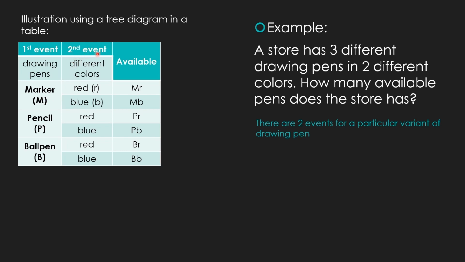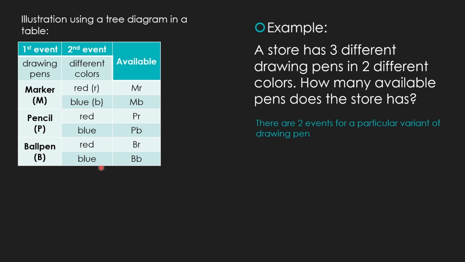Now, the second event will be the different kinds of colors, and there are 2 different colors mentioned in the problem. So in here, let's say that these are red and blue. Again, it's not mentioned in the problem, so we can assign any color that we want as long as these are 2 different colors. So we have red, and I'll use small letter R as the symbol so that I will not be repeating writing this, and then blue, with small letter B as the symbol. And of course, for each kind of drawing pen, the 2 different colors would be red and blue. That's why you have here red, blue for pencil and red, blue also for ball pen.